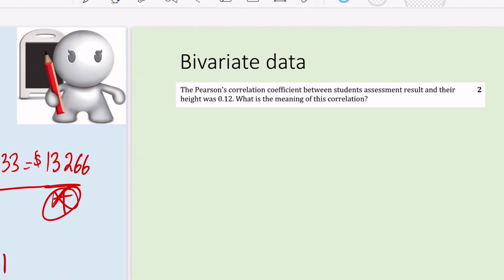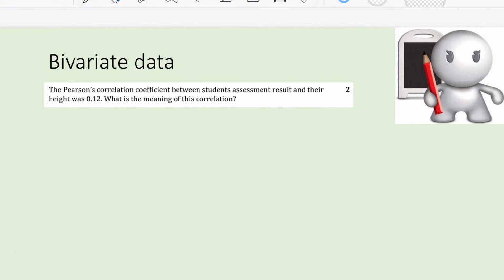Note the theme change. So now we move on to statistics and bivariate data. The first thing we're asking you about is what is the meaning of this correlation coefficient when it's at 0.12. Just a little bit of background.